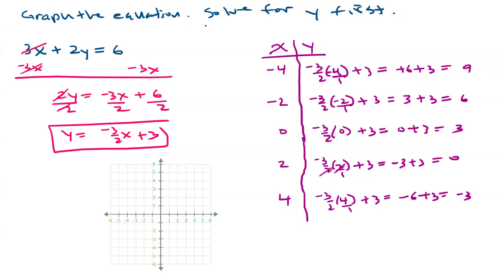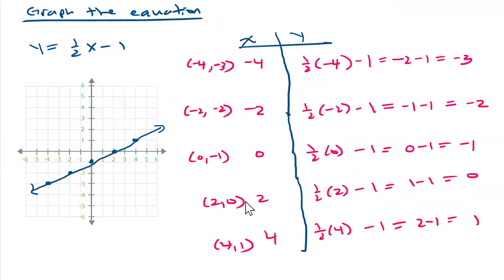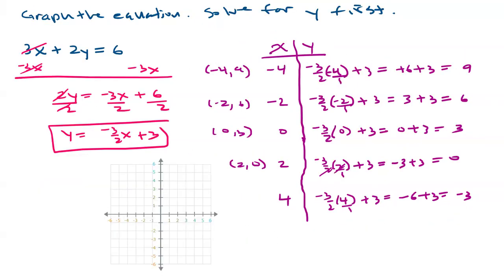So again, these are our coordinates. We have -4, 9, -2, 6, 0, 3, 2, 0, and 4, -3.